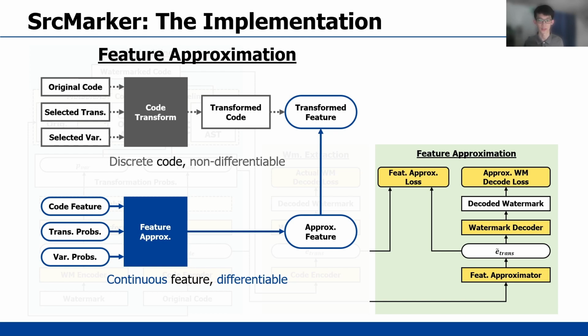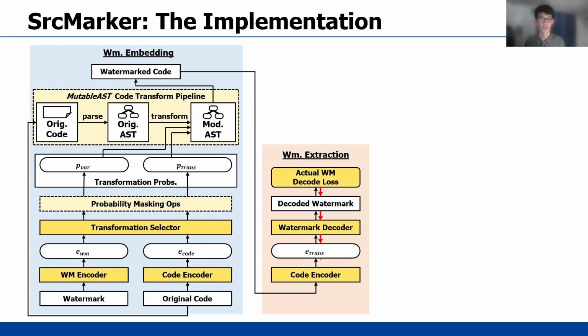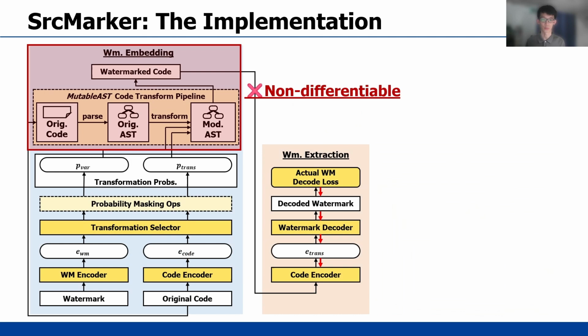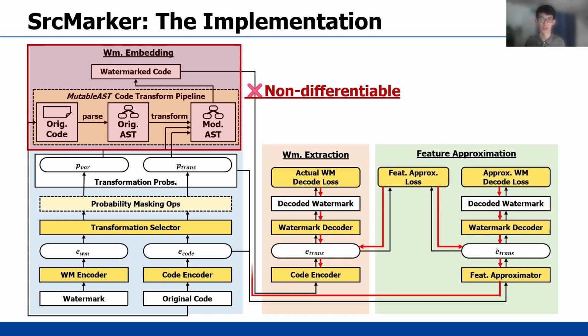This approximation process happens entirely in a continuous and differentiable feature space of neural networks, and we can thus simulate the effect of the discrete code transformations in a differentiable way. As is shown in this figure, while the original gradient backpropagation from the extraction module is cut off due to the discrete operations in the embedding process, the feature approximation module bridges this gap by introducing new gradient data flows, allowing this entire system to be trained end-to-end.